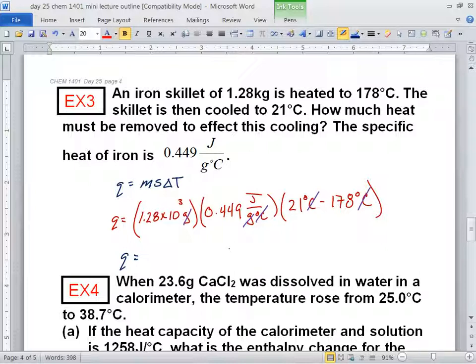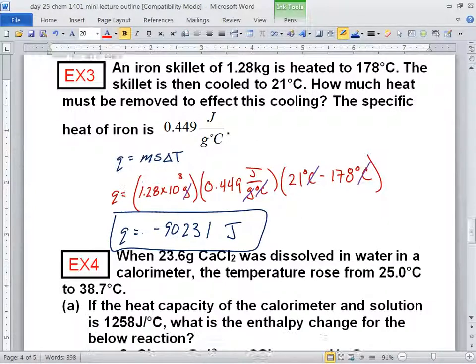What'd you get, Connor? You get an answer? Negative 90,231, with the units of joules. Did anybody else get negative 90,231? Okay. Is the negative sign right? Yes. Because the temperature's going down. Heat has to get sucked out of there, released. Good.